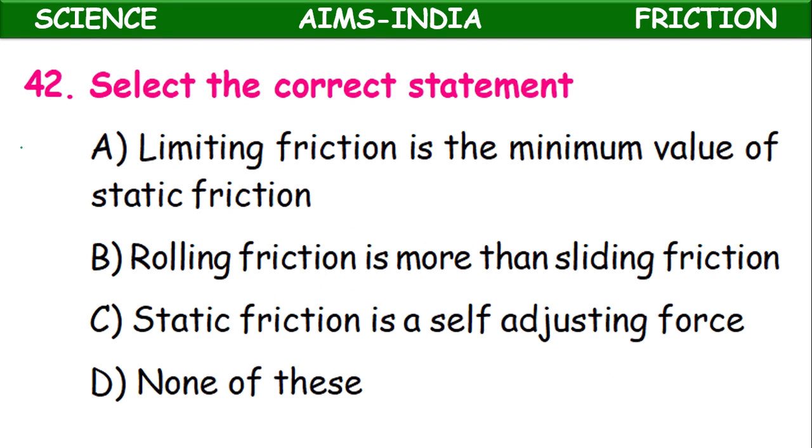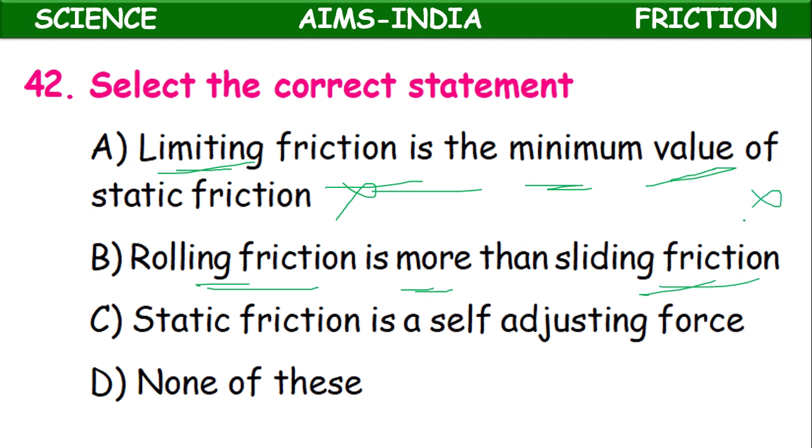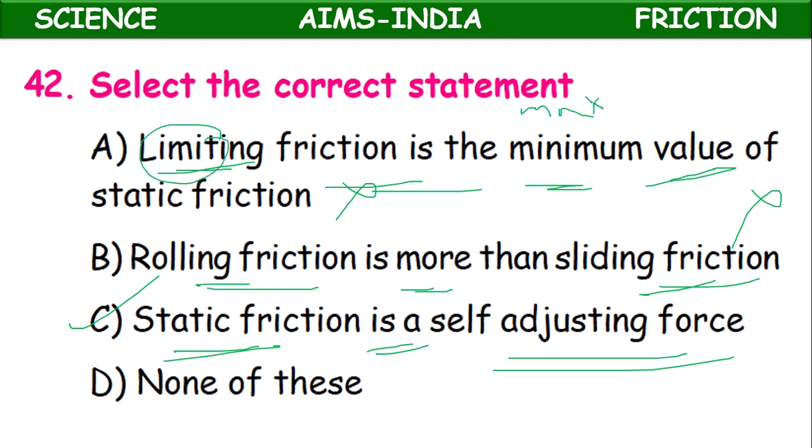Select the correct statement. Limiting friction is the minimum value of static friction. Wrong. Rolling friction is more than sliding friction. Wrong. Static friction is a self-adjusting force. Correct. Limiting friction is the maximum value, not the minimum value. So according to the options, C option is the correct answer.